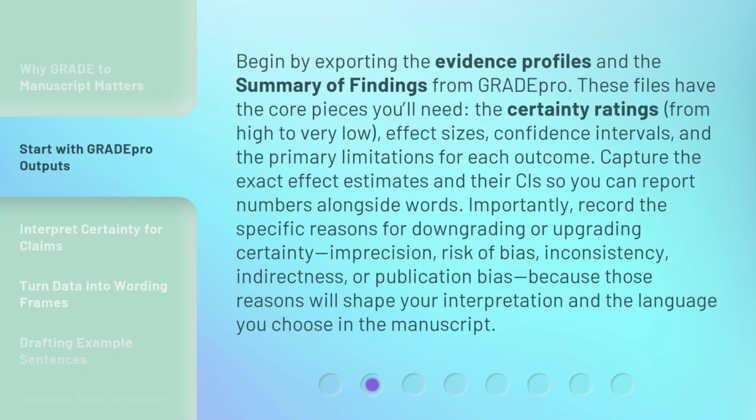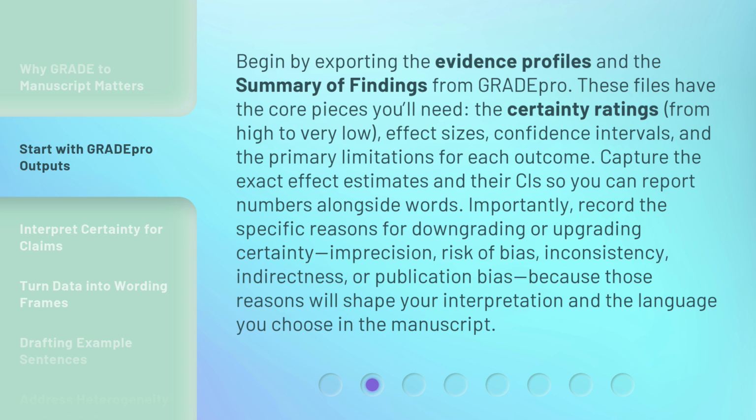Begin by exporting the evidence profiles and the summary of findings from GRADEpro. These files have the core pieces you'll need: the certainty ratings from high to very low, effect sizes, confidence intervals, and the primary limitations for each outcome. Capture the exact effect estimates and their CIs so you can report numbers alongside words.